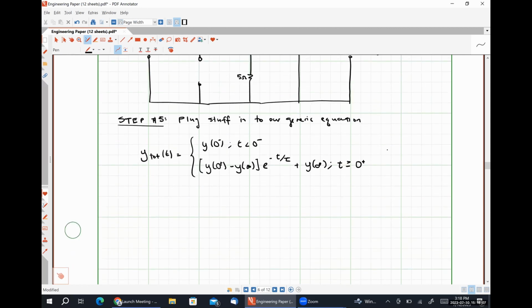So for our inductor current, that's going to look like 2 amps for t less than 0 minus. Then we're going to have 2 minus 5, so -3, e to the negative 40t plus 5 amps for t greater than or equal to 0 plus.